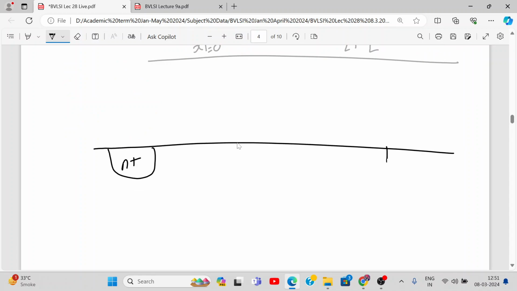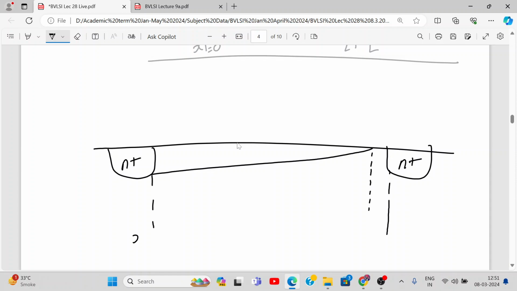ये देखो मैं बताता हूँ वापस. Again I draw it. So if this is n plus, this is n plus, and this channel has disappeared from here. So this point up till here, what do we call this? X equal to 0. This is L, and this is x equal to L dash. This is my new pinch off point.